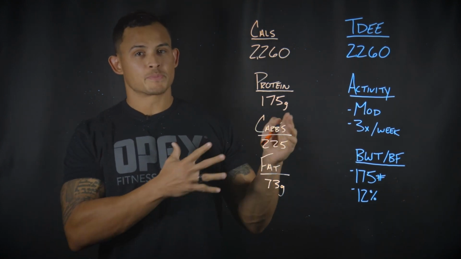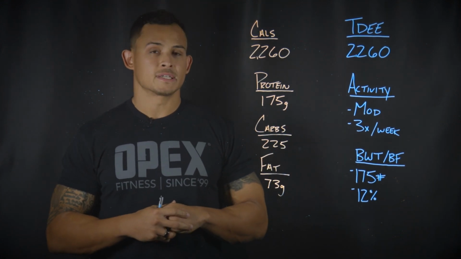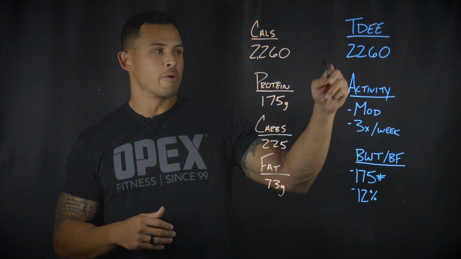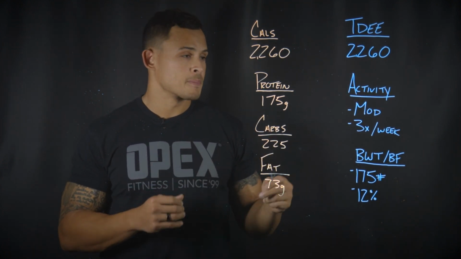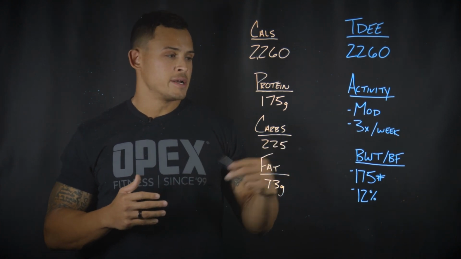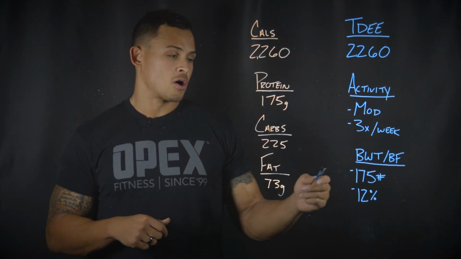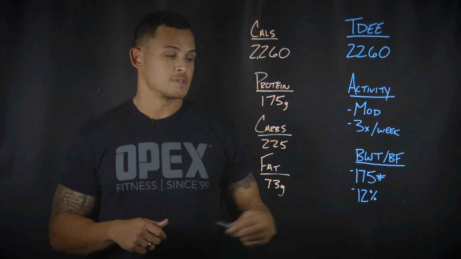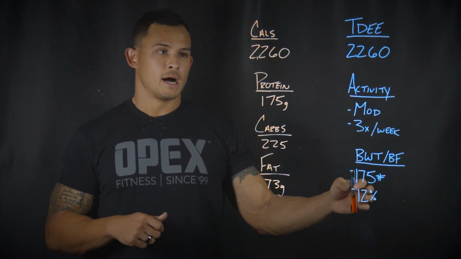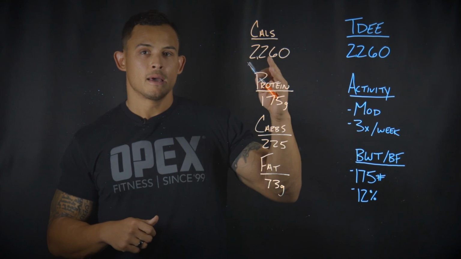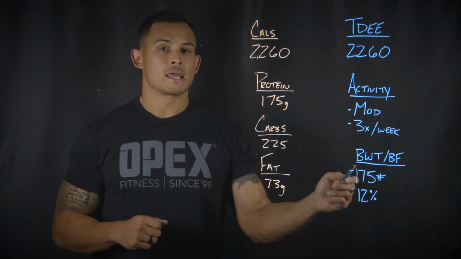So just to lay out who this person is, we have a male. Their TDEE is 2260 calories. So that's the amount of energy that they need to sustain or maintain where they're at right now. Their activity level is moderate, training 3 times a week. Their body weight and body fat percentage are 175 pounds and 12%. So just some noticing there is it's a fairly lean individual. So when we get into actually calculating macronutrients, that's extremely important to understand where they're at lean body mass wise.